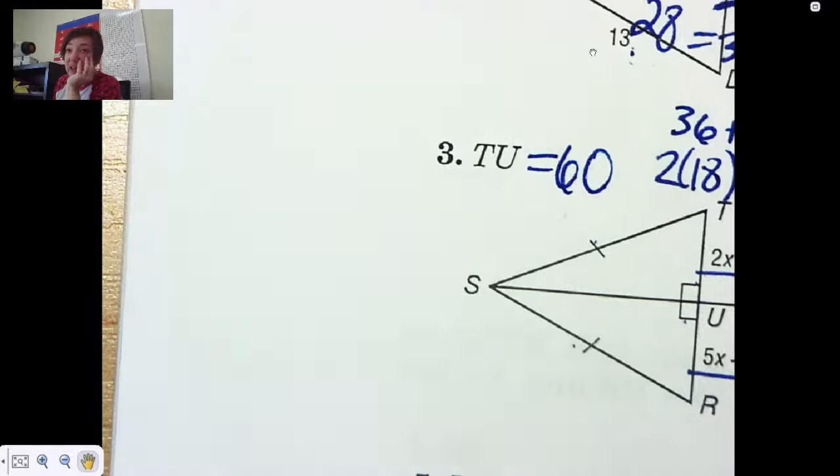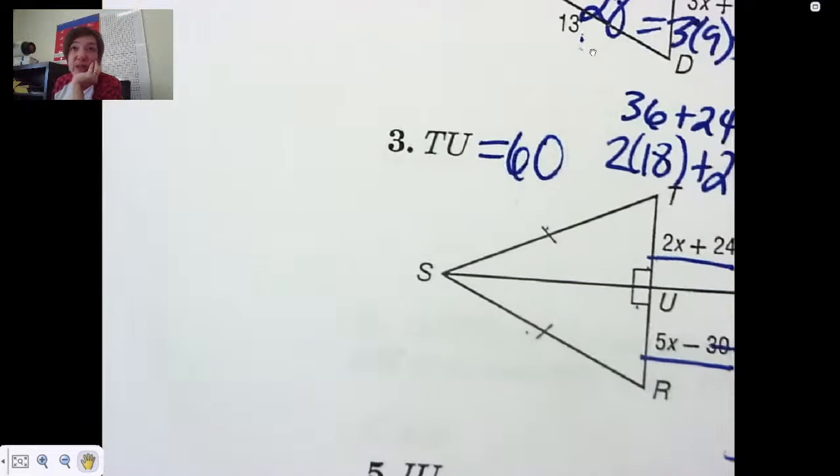And again, we don't have any unit of measurement on this. It's not an angle measurement, so it's not degrees. And they didn't tell us feet, inches, whatever. So it's just 60.